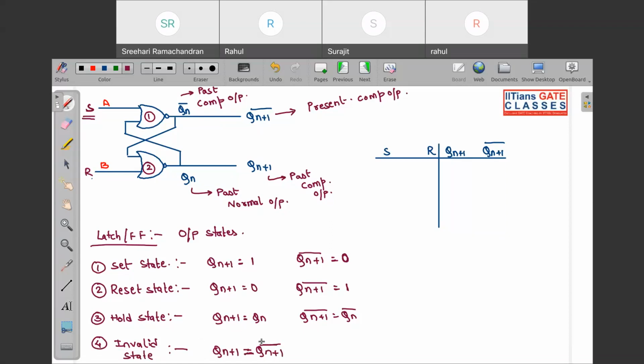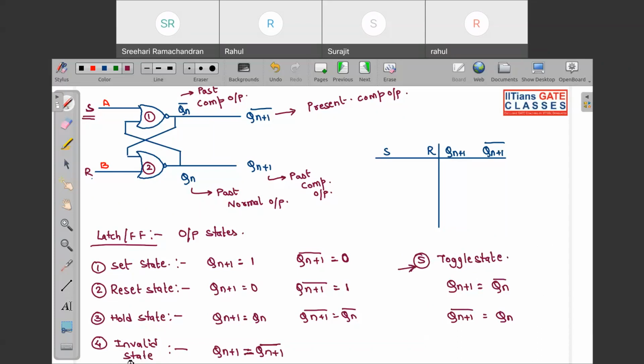Tell me if this is clear or not. Is this clear? One more state we are going to see is the toggle state. In toggle state, Qn plus 1 will be equal to Qn complement, or you can say Qn plus 1 complement will be equal to Qn, any one of the following. This we are going to study later on when we see the T flip-flop or JK flip-flop. At the moment we are going to see these 4 states of flip-flop.